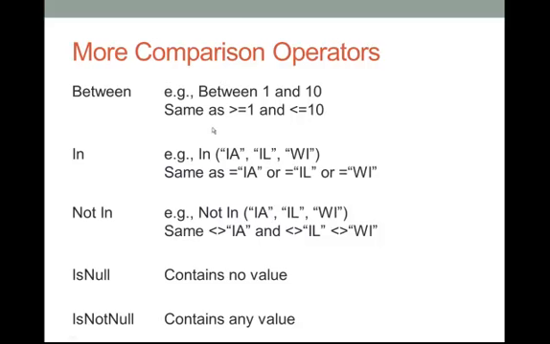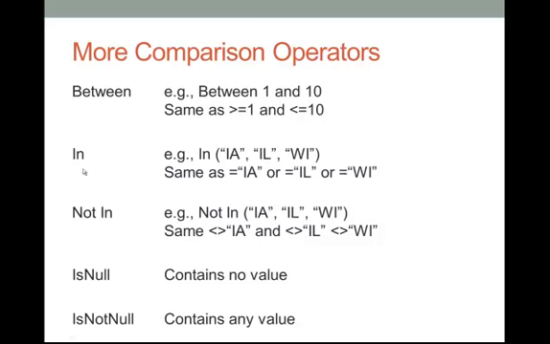Between. An example of that would be I would put something in the criteria like between 1 and 10. That's the same as saying it's greater than or equal to 1 and it's less than or equal to 10. Remember, between is inclusive. So if I say between 1 and 100, the numbers 1 and the number 100 are included.